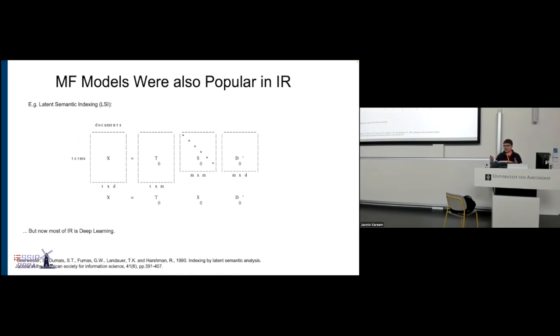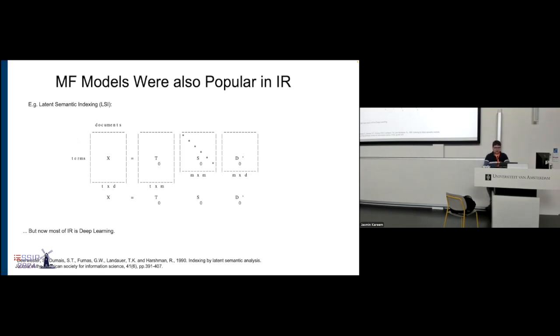So in general, very similar technique. You also can represent the document as some latent factor representation. You can represent terms, and then you can do very similar things as you do with matrix factorization in the recommender systems, but for IR.